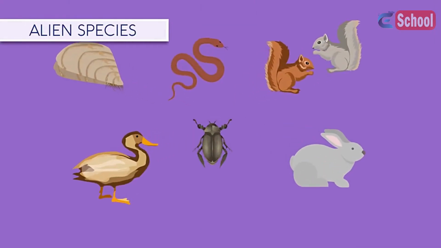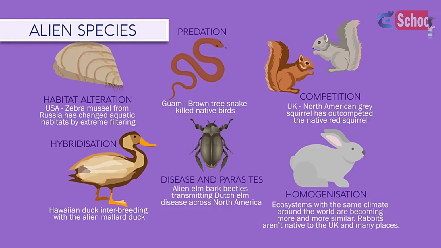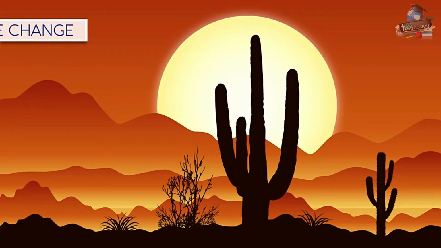A huge impact humans have had on planet Earth is the introduction of alien species to habitats. In fact, it is estimated that on any given day there are 3,000 species in transit aboard ocean-going vessels. Alien species can cause problems in a number of ways. Pause the video and have a look.